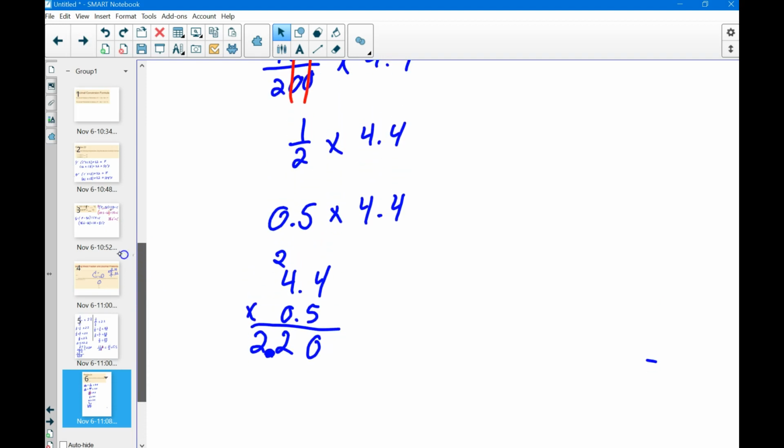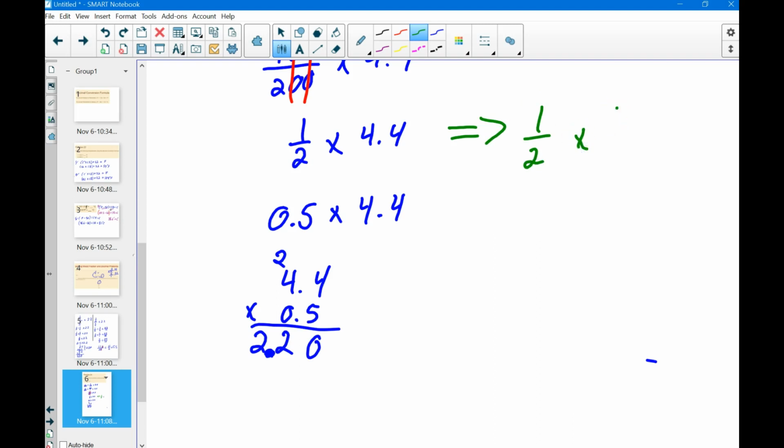Again, if you didn't like that, right here, you could have easily gone 1 over 2 multiplied by 44 over 10. And you would end up with 44 over 20. And dividing that would still give you 2.20.